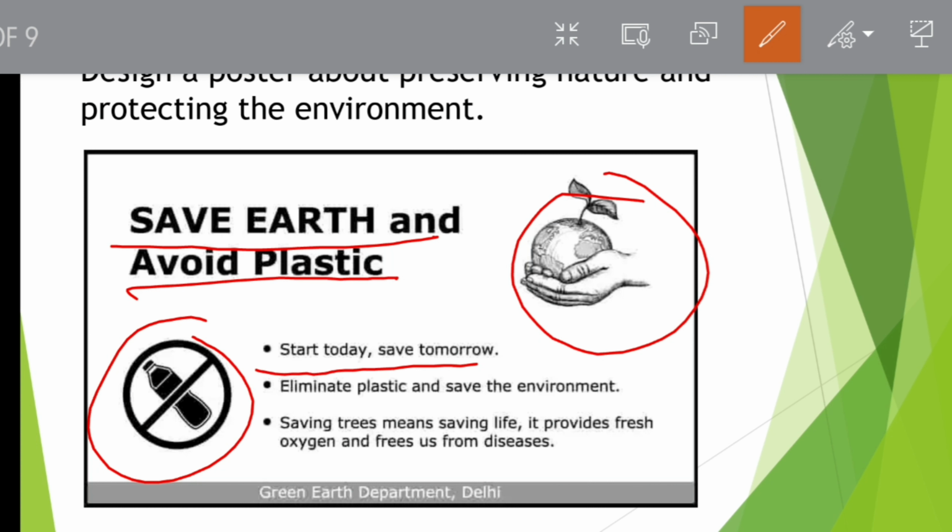You can write a slogan, then eliminate plastic and save the environment. Saving trees means saving life. It provides fresh oxygen and frees us from diseases. And you have to write that where it is issued from. So it is issued from Green Earth Department, Delhi.